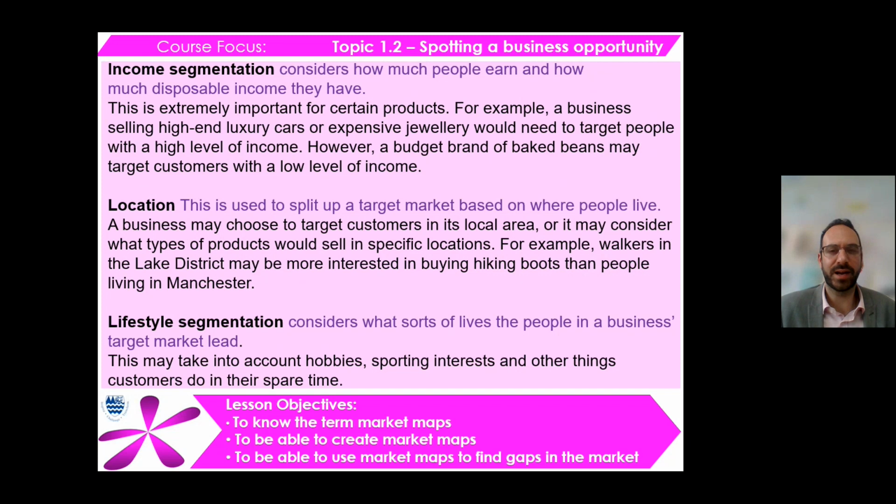Location is used to split up a target market based on where people live. So a business might choose to target customers in its local area. So if you're a corner store, there's no point targeting people who live on the other side of the UK, because they're not going to come to your corner store because there's about 1 million other corner stores between you and them. However, if you are a multinational or a national company like a Primark or something, where everyone seems to know your brand, you might have a national campaign.